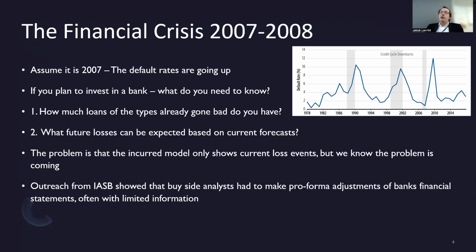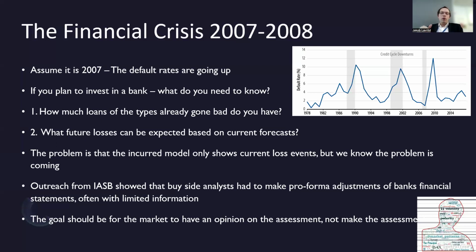The outreach that the IASB, the International Accounting Standards Board that decides over the standard, did showed that a lot of people investing in banks had to sit and do all sorts of adjustments and figure out how many loans are about to go bad and how credit quality has deteriorated. They pointed out that what we want is not for the analysts to do that. We want the banks to do this analysis, and then we want the analysts to have an opinion on the bank's analysis instead.